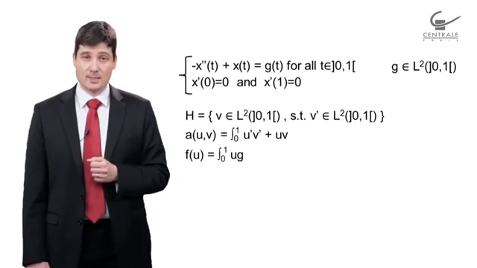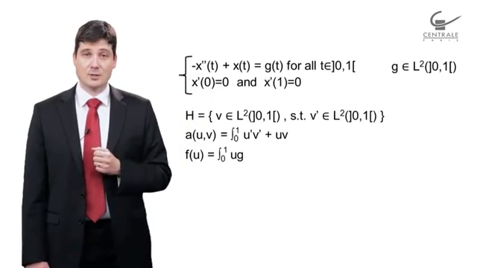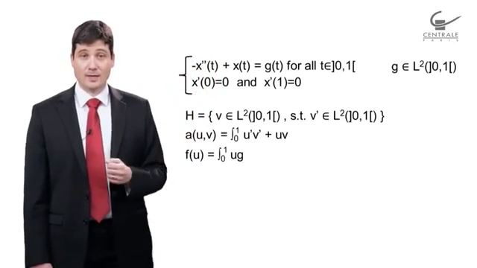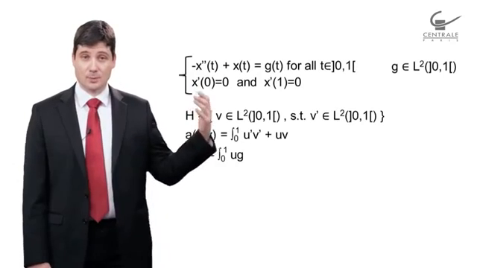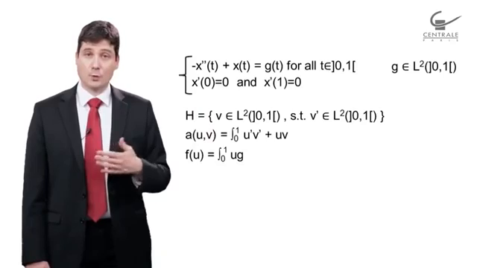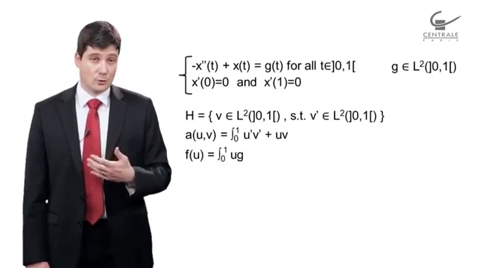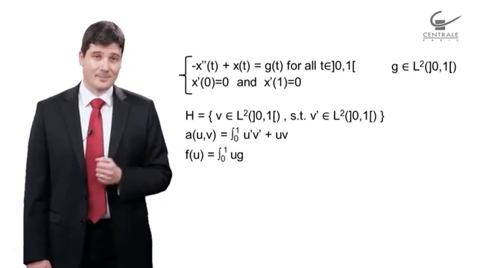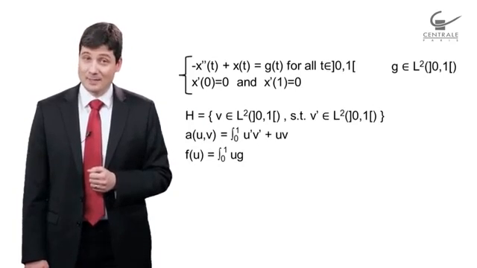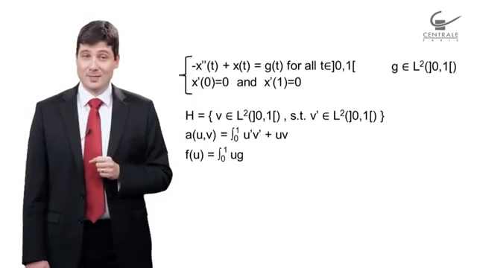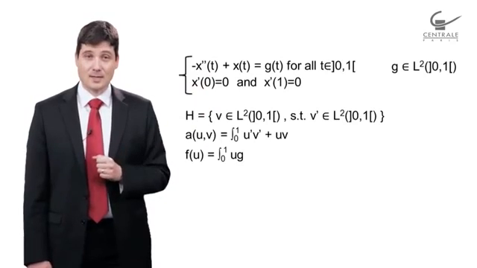If u is in H and g is in L2, then f of u will be well defined because it's the integral between 0 and 1 of a product of two L2 functions. It is also going to be linear and continuous. By the way, A(u,v) is extremely well defined as well when u and v are in H. So this is a good sign.